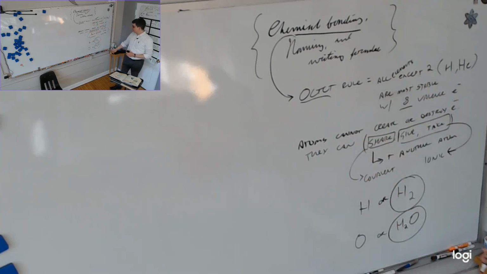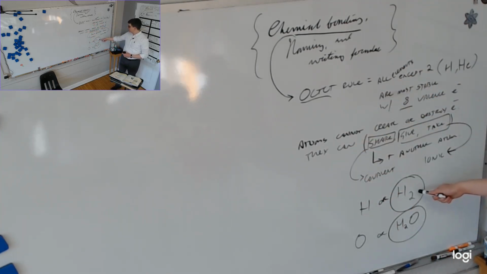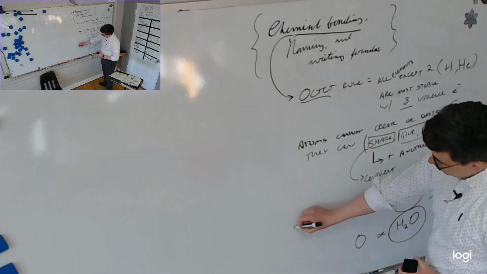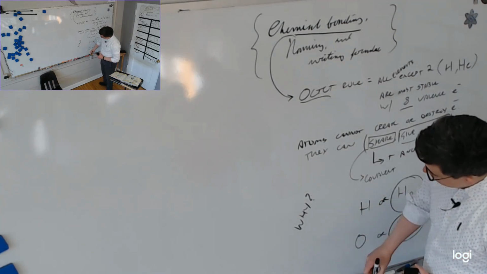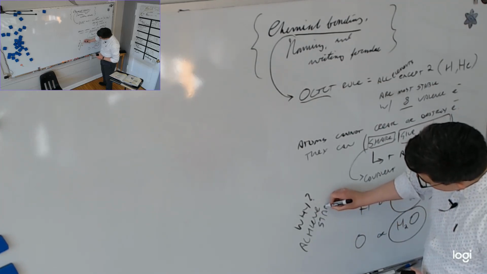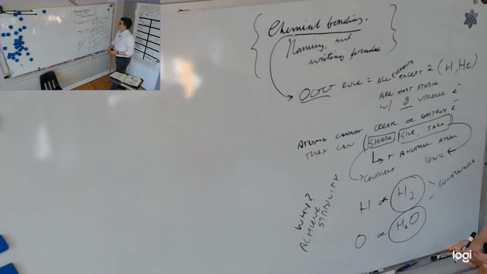Why do they bond? Why do they form compounds? These two are both compounds. The compounds generally, almost always, not always, but almost always, are more stable under a given set of circumstances than just the elements that make them up. That's why they do this. To achieve stability. That's the simplest word. Why? To achieve stability. Wouldn't that be nice? Okay. To achieve stability.